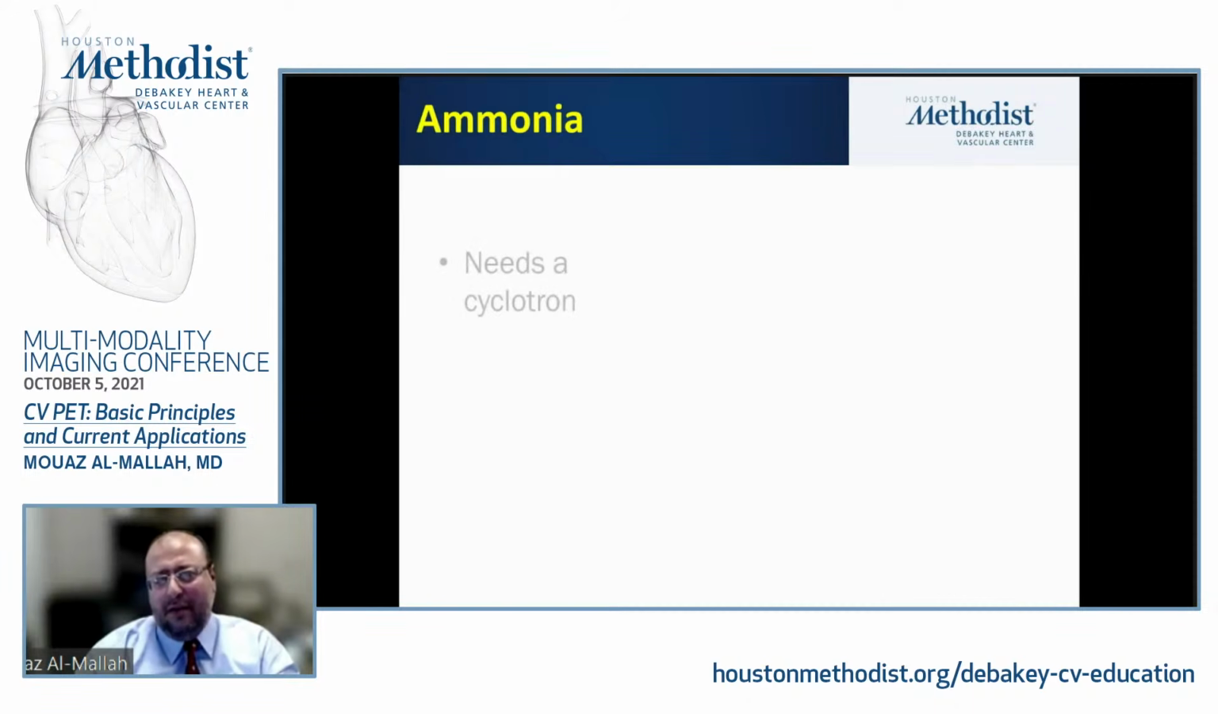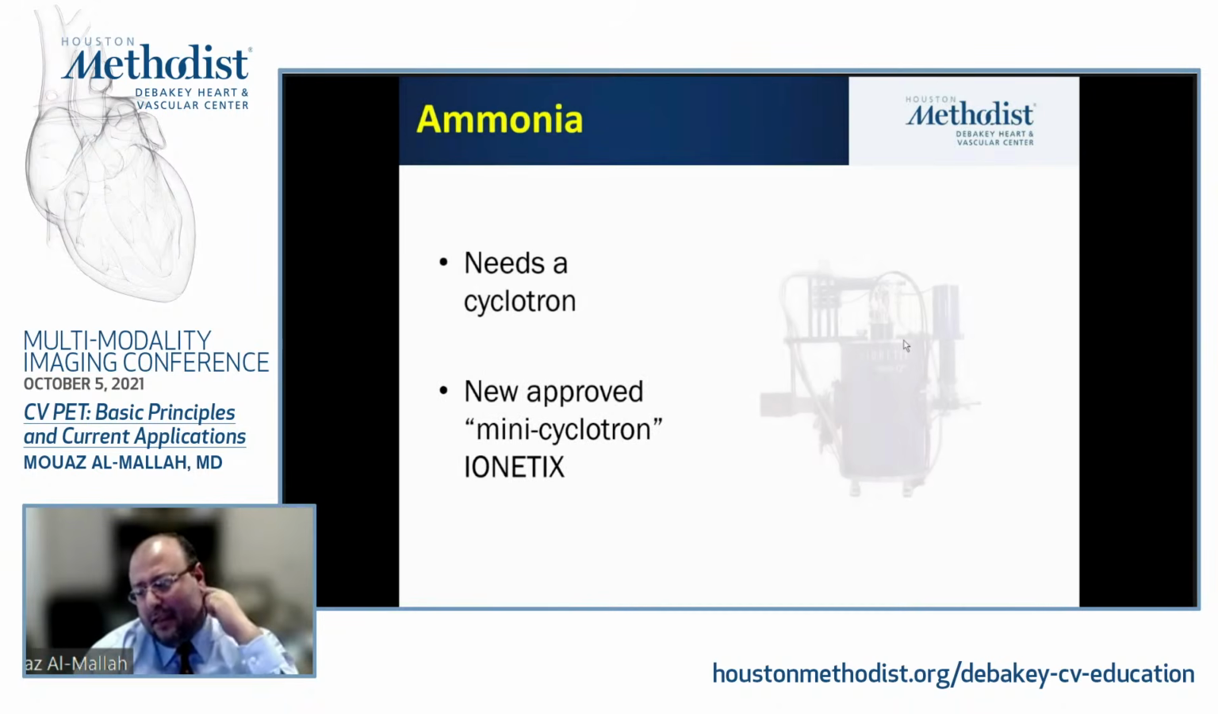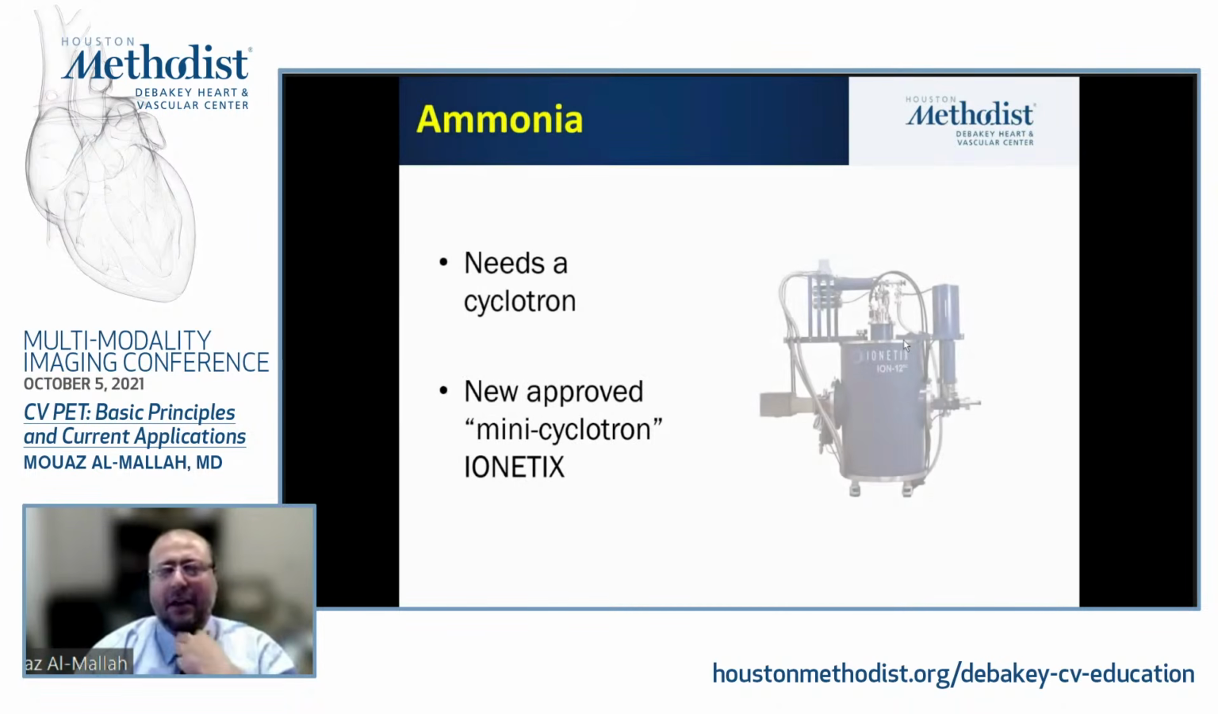Now there is a company that has a mini cyclotron. The company is called IonTex. They will come and put this mini cyclotron on your site, and then they will give you ammonia when you need it. So technically you don't need to buy a full cyclotron, but rather have a mini cyclotron put there that gives you ammonia, and you will be able to do the cases that you need.